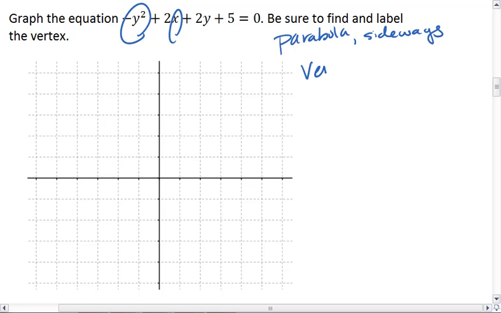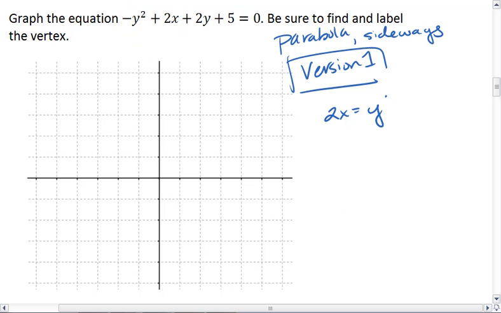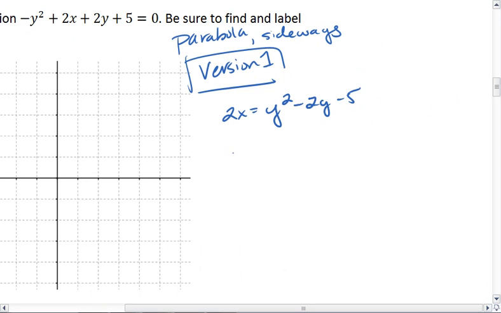If I solve using version 1 of our equation, I start by solving for x, so I get 2x equals y squared minus 2y minus 5. And now I get x equals 1/2 y squared minus y minus 5 halves.